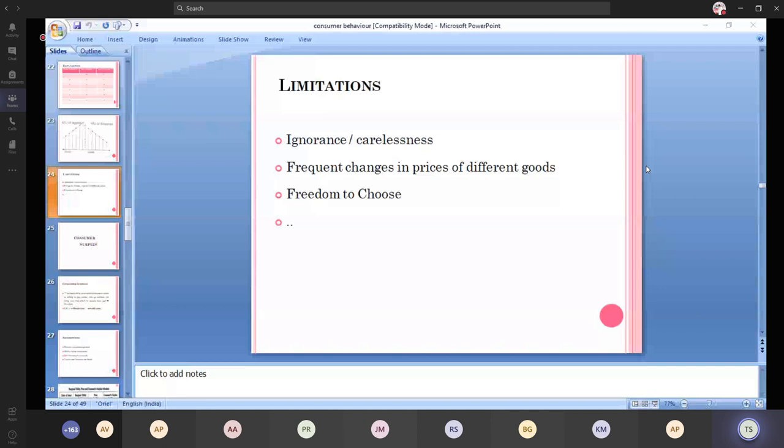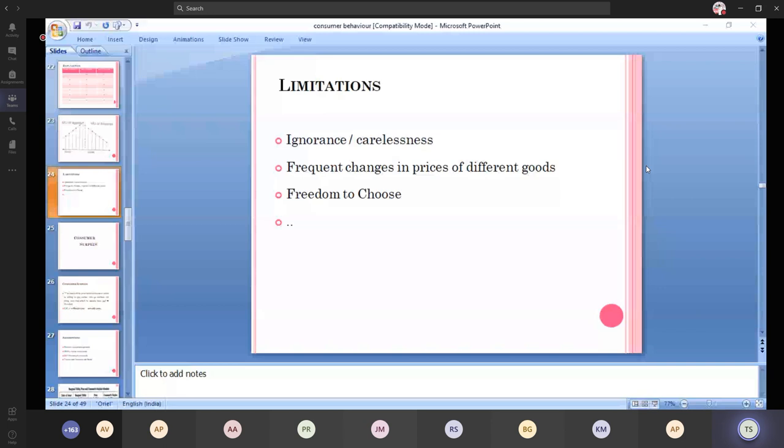And the last 2 dots refer to the same limitations which we had on the previous one, that is the diminishing marginal utility theory, because these 2 theories are given by the same author with the same assumptions. So the limitations are the same. Just take the points from the diminishing marginal utility law. Both theories have the same limitations. Is it clear?